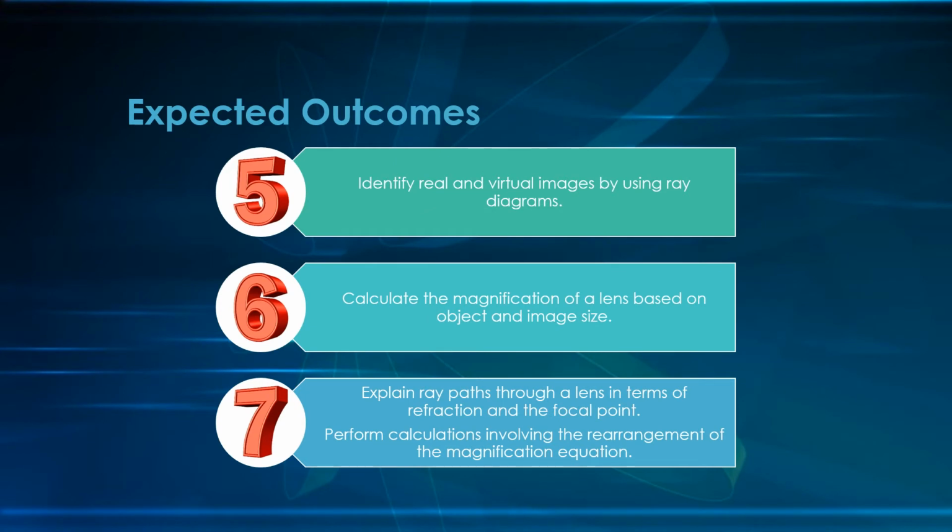Our expected outcomes today range from grades 5 to 7. For a grade 5 you'll need to identify real and virtual images by using ray diagrams. For a grade 6, calculate the magnification of a lens, based on the object and image size. And for a grade 7, you need to explain ray paths through a lens in terms of refraction and the focal point, and you also need to perform calculations involving the rearrangement and change of the subject of the magnification equation.